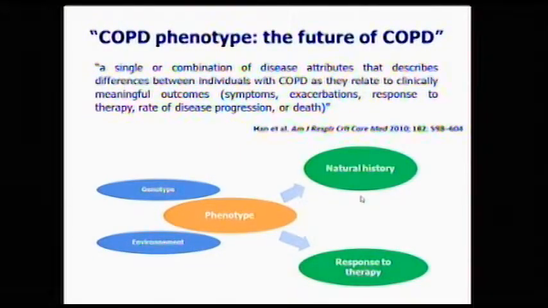And this was really the main contribution of this group of experts. We tried to define phenotypes as the future of COPD. They say it's not enough to be a combination of disease attributes or a single disease attribute. It has to describe clinically meaningful outcomes, like to predict symptoms, to predict exacerbations, response to therapy, rates of disease progression, whatever it means, and death. So basically, in the picture, you get genotypes, you get environment, you get phenotypes, and then you have to prove that your phenotype has some relevance to the natural history of the disease or to a response to a treatment.